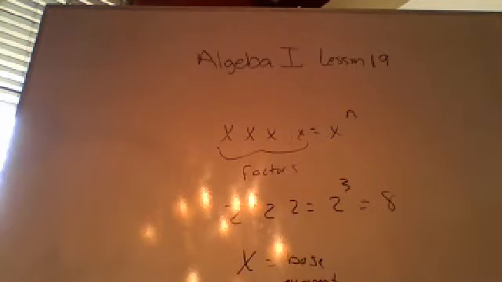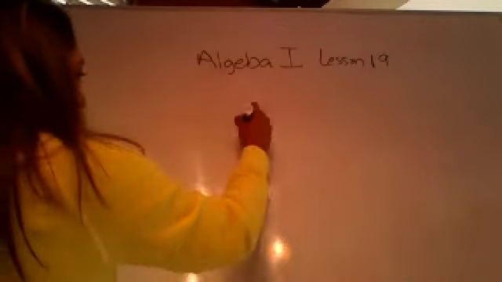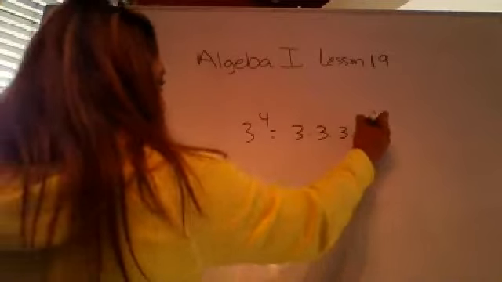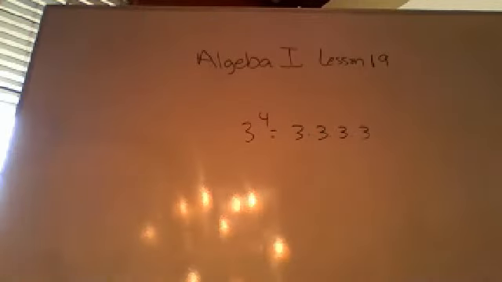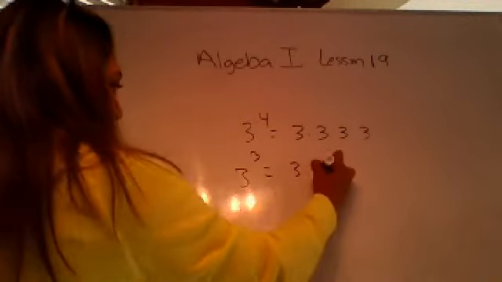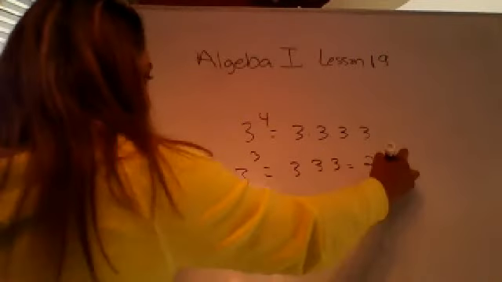Okay, so let's do some problems. Let's look at 19b. It's pretty easy. This is a pretty simple one. If you have 3 to the fourth power, it means 3 times 3 times 3 times 3. It's just simply 81. 3 to the third power is simply 3 times 3 times 3, or 27.